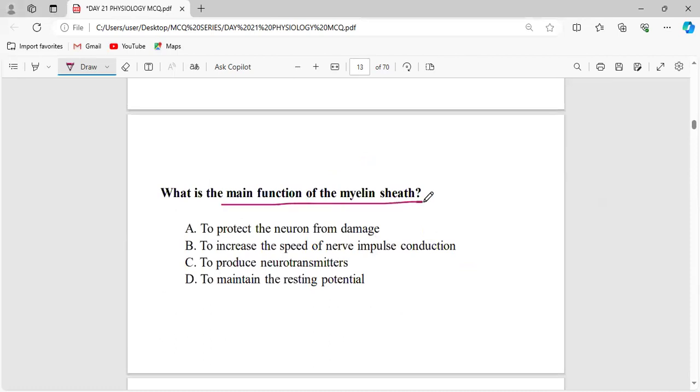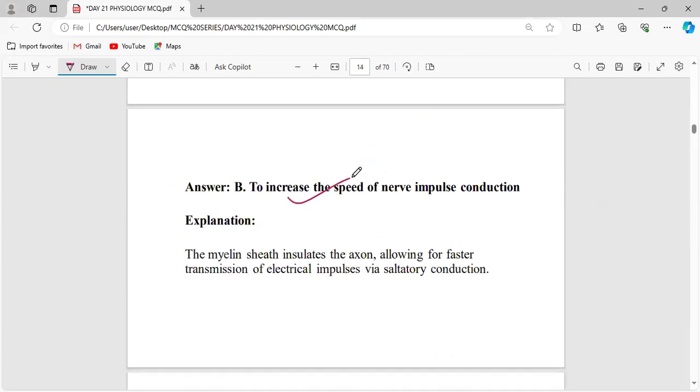And what is the main function of the myelin sheath? To protect the neuron from damage, to increase the speed of nerve impulse conduction, to produce neurotransmitter, to maintain the resting potential. Very good. That will be to increase the speed of nerve impulse conduction.